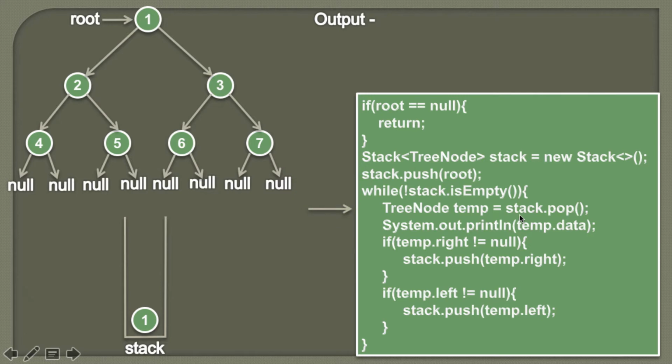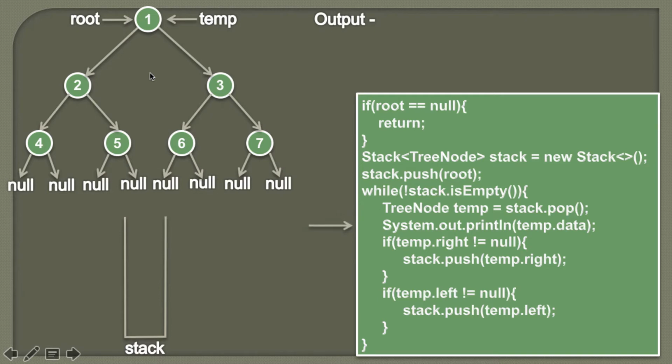In this line, as we know that stack has only one element, this element will be popped out, and we'll assign this popped node to a temporary node. So it would look something like this. First the node will be popped out. As the node with the data as 1 was popped out, now temp will point to that particular node.